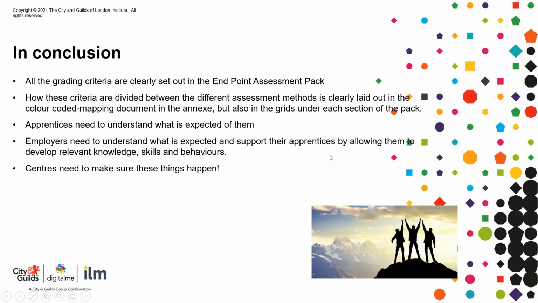So, in conclusion, there should be no surprises here. All the grading criteria are clearly set out in the endpoint assessment pack. How these criteria are divided between the different assessment methods is set out in the colour-coded mapping document in the annex to the pack, but also in the grids under each assessment section. Apprentices need to understand what is expected of them. Employers need to understand what is expected and support their apprentices by allowing them to develop relevant experience, skills and behaviours. And centres need to make sure these things happen.